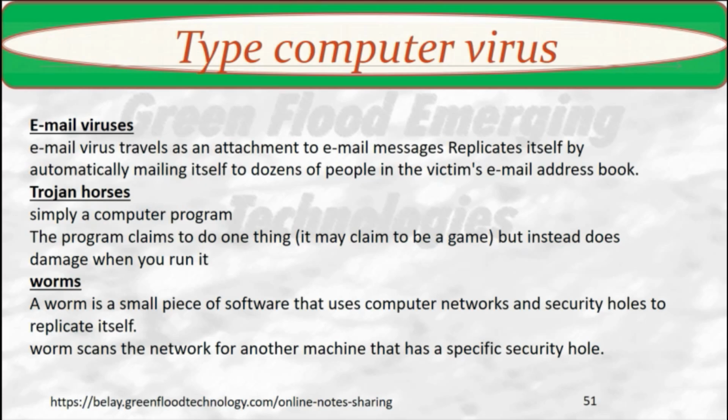An email virus travels as an attachment to an email message and replicates itself by automatically mailing itself to dozens of people in the victim's email address book. Or a Trojan horse is simply a computer program that claims to do one thing. It may claim to be a game, but instead does damage when you are running it. And a worm is a small piece of software that uses computer networks and security holes to replicate. A worm scans the network for another machine that has specific security holes.